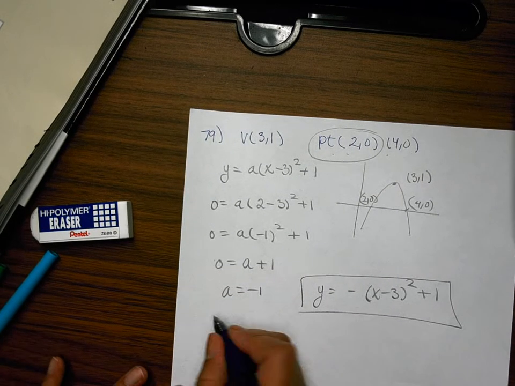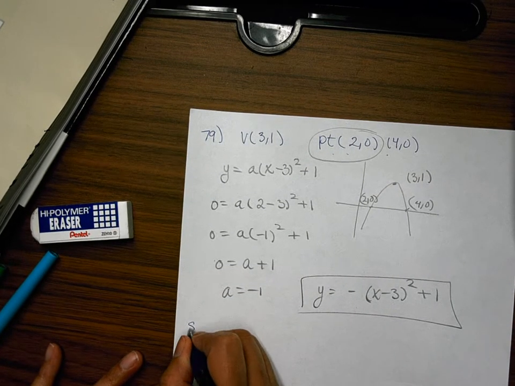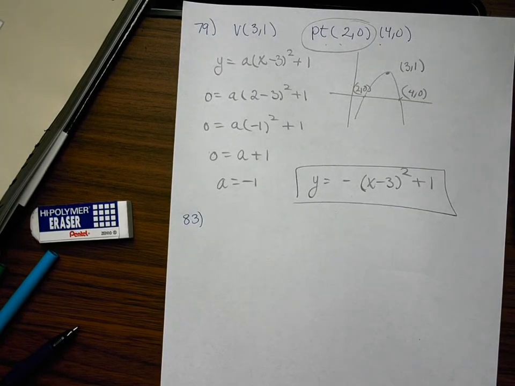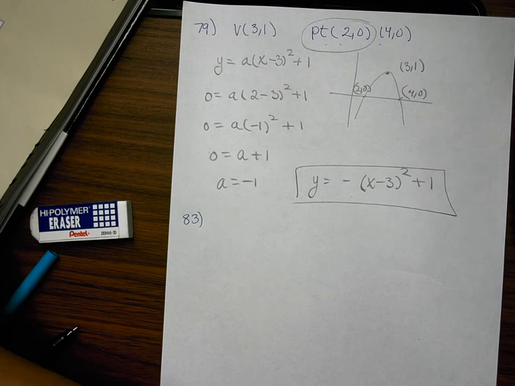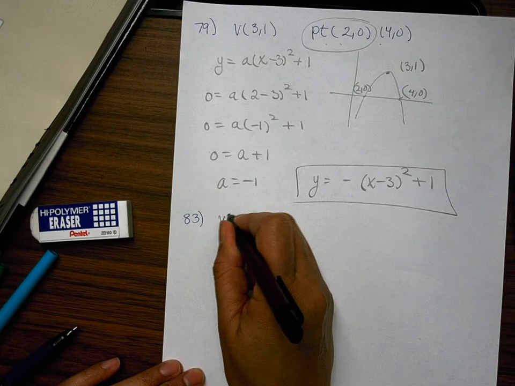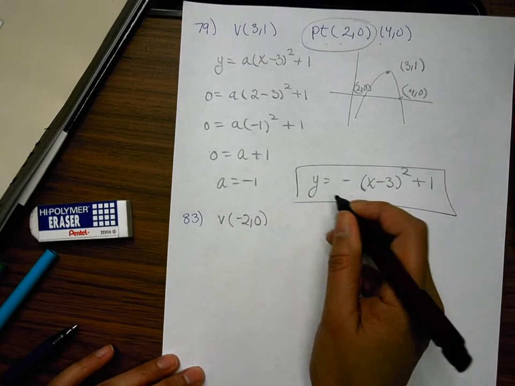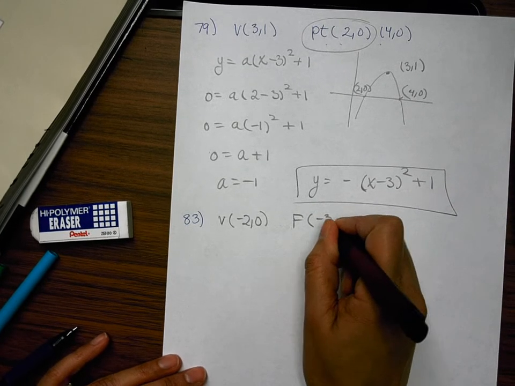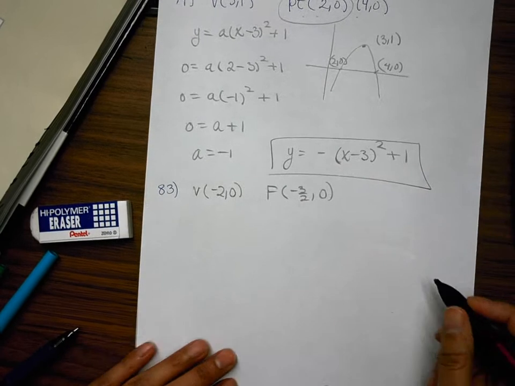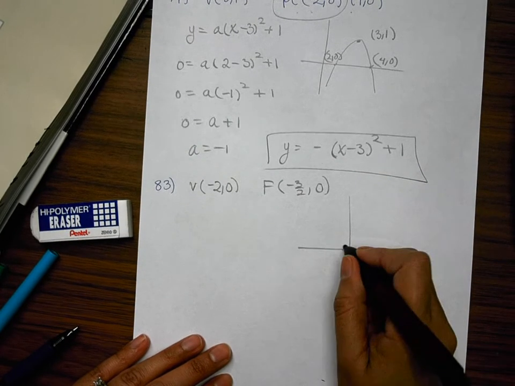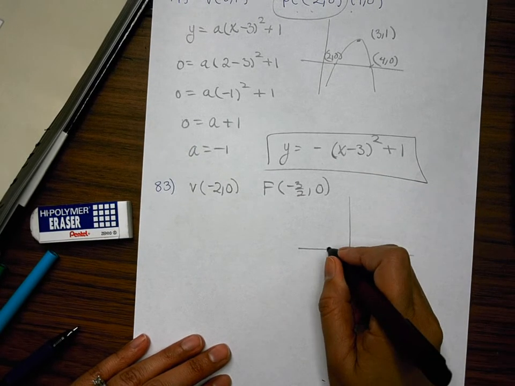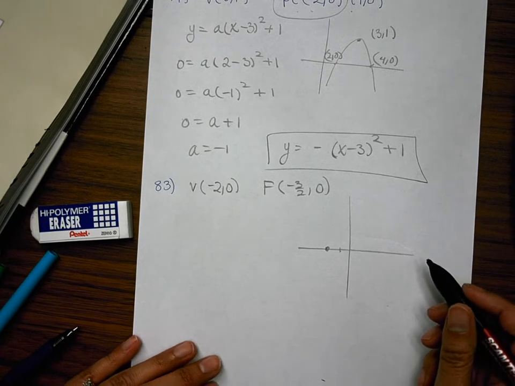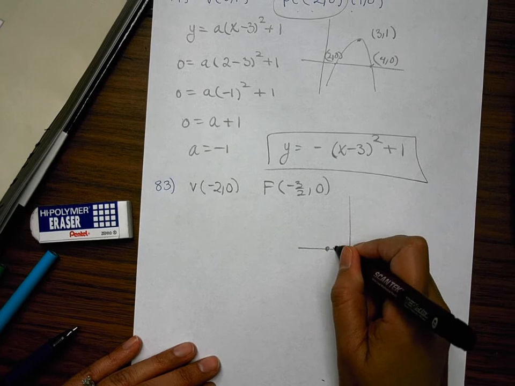I am going to add 83. That was not one of the numbers that I had originally listed, but I am going to do it. 83 gives you the vertex is negative 2, 0, and the focus is negative 3/2, 0. I'm just going to draw a rough sketch so I know what's going on. Negative 2, 0 is the vertex. The focus is negative 3/2, which is negative 1.5.